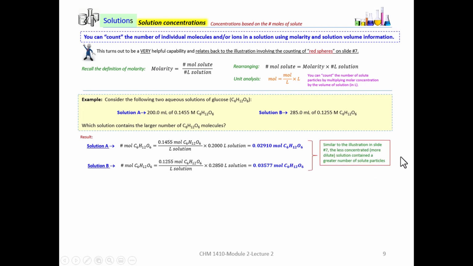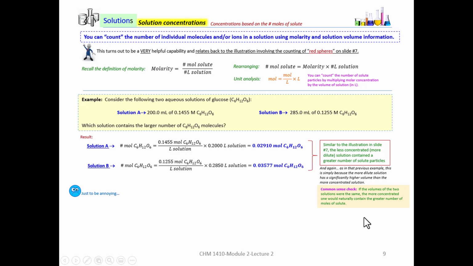So similar to the illustration we did in slide 7, the less concentrated solution actually contained a greater number of solute particles. And again, as in that previous example, this is simply because the more dilute solution has a significantly higher volume than the more concentrated solution. Common sense check. If the volumes of the two solutions were the same, the more concentrated one would naturally contain the greater number of moles of solute.